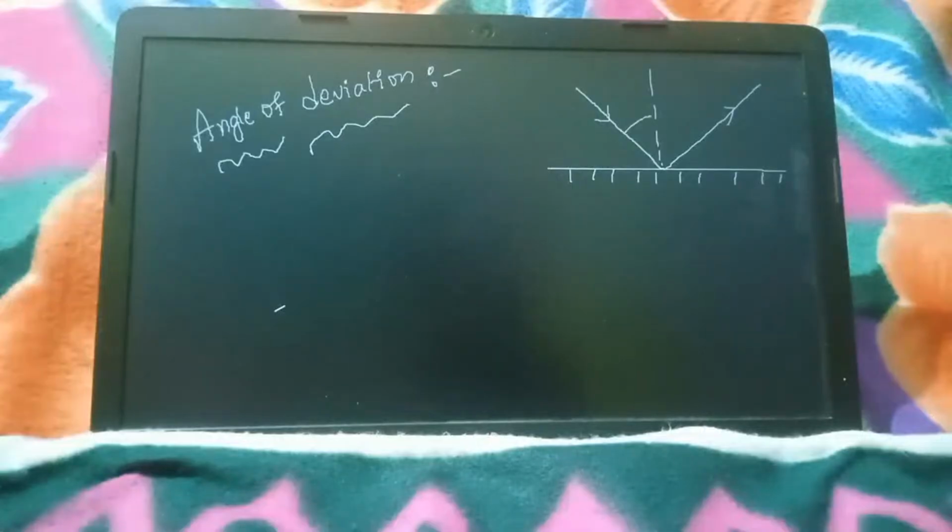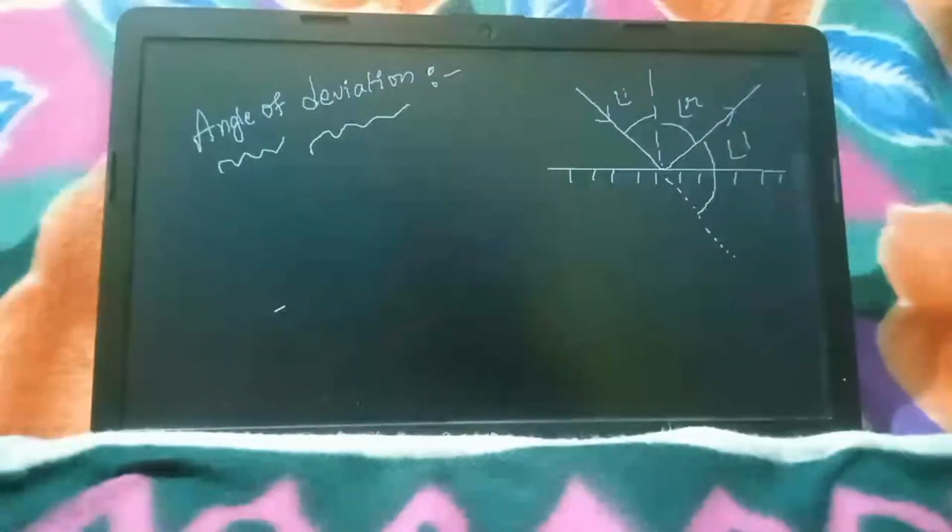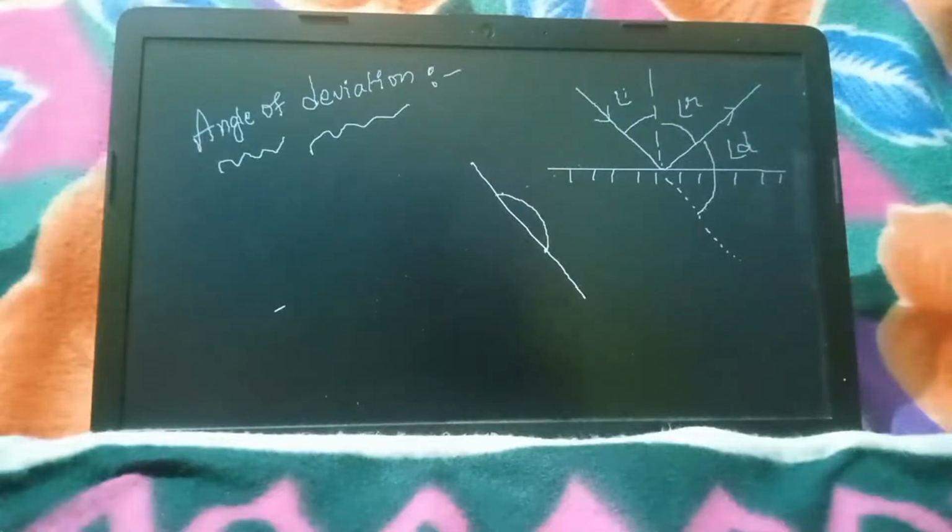I'm taking this angle of incidence, and this will be the angle of reflection. And we can also take this line, the undeviated line, or the initial direction of the incident ray. The angle between the reflected ray and the undeviated line is called the angle of deviation. So here you can observe, it is like a linear pair. So this is the angle of reflection, and this one is the angle of deviation.